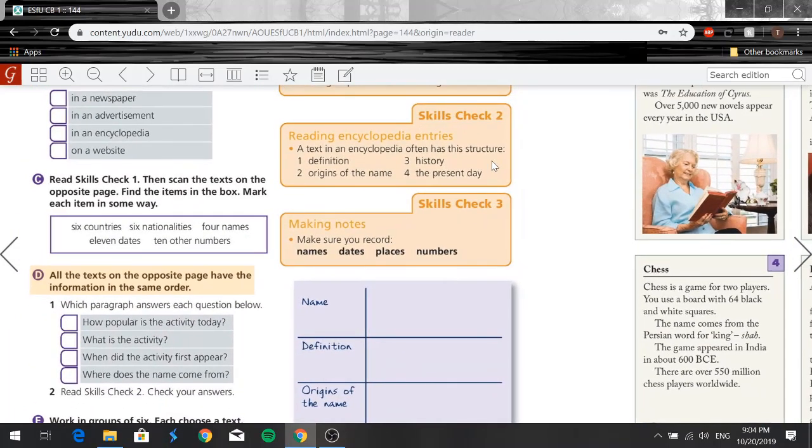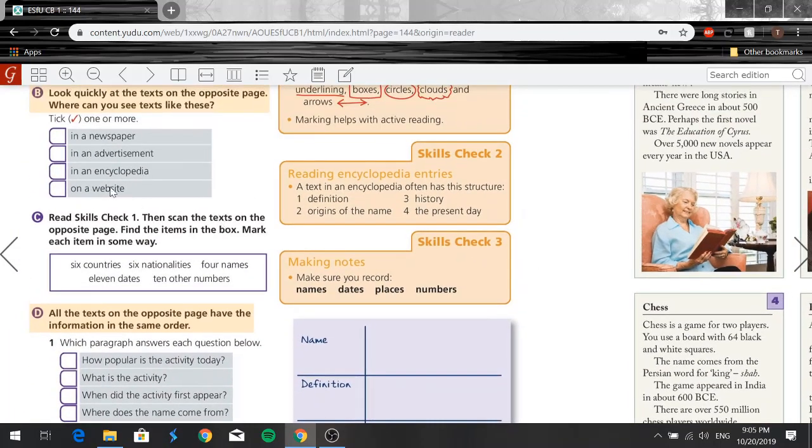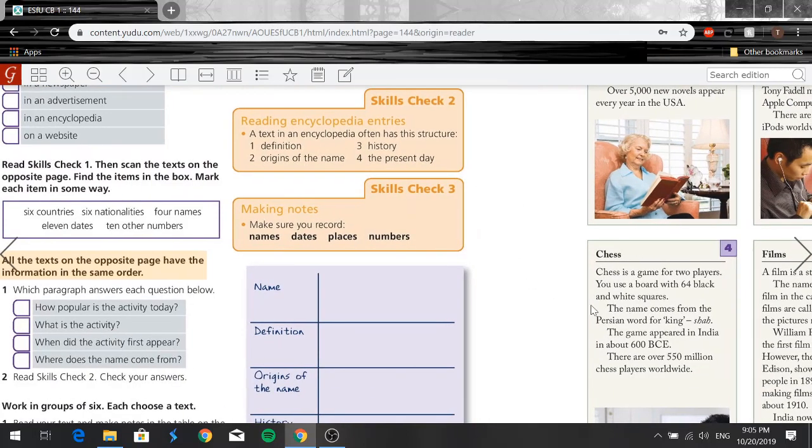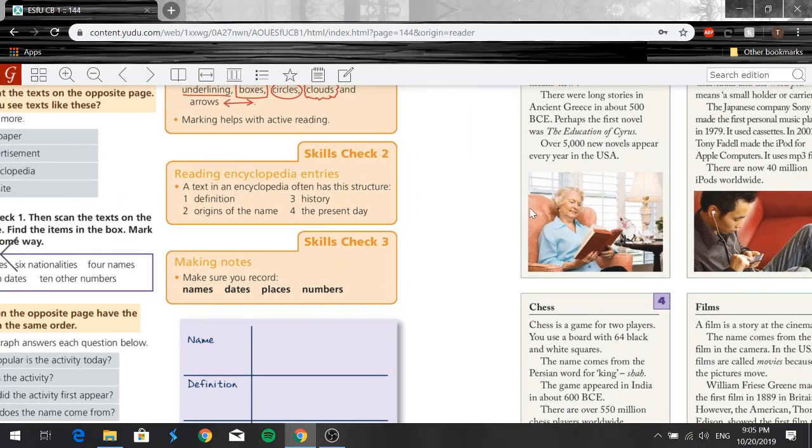Now, just before we move on, remember when I told you guys that we find texts in this style only in an encyclopedia? Well, when reading encyclopedia entries, that's how it usually goes. It goes by definition, origins of the name, if it's a name, its history, and the present day. Similar to chess here and basically all of these types of texts. So again, definition, origins of the name, history, and the present day.